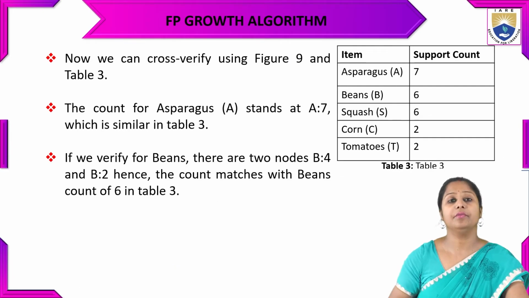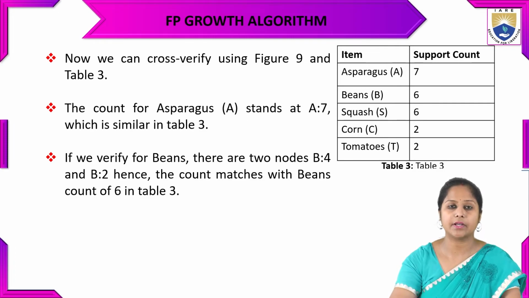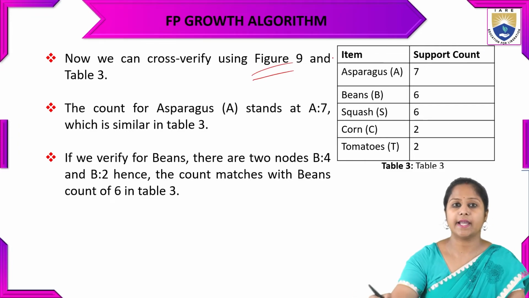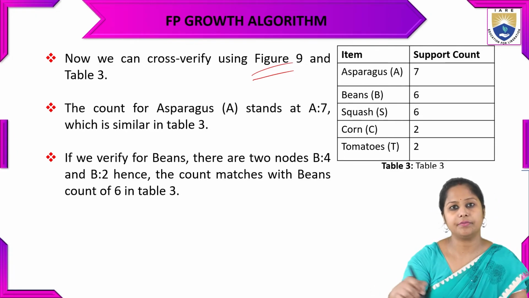Right? So now we have to cross verify that we have got the table. We have got Table 3 earlier, that was having the descending order of each of the items' support count, and now we are having Figure 9 that has been made after each of the 9 transactions, as per how the items are occurring in each of the transactions. So now we will cross verify that.